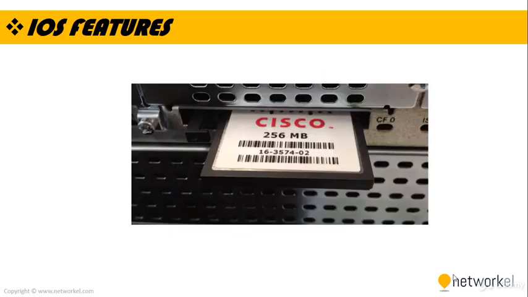And let's take a look at the IOS features. Cisco IOS is located in Flash. It can be updated and copied to volatile RAM that provides software and hardware communication.